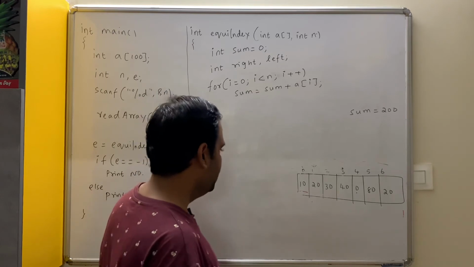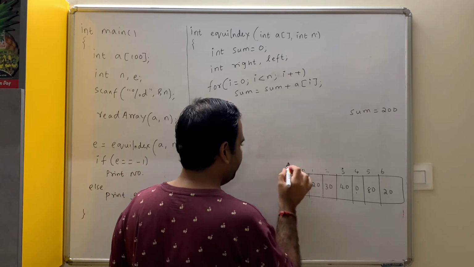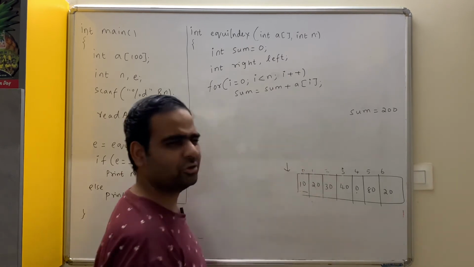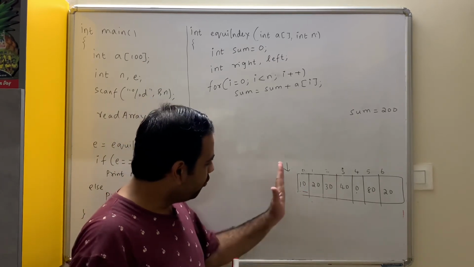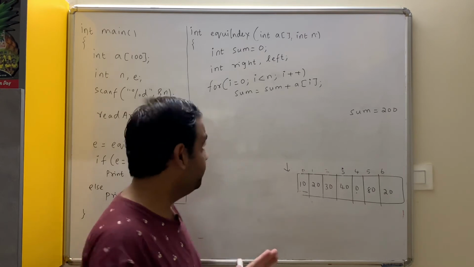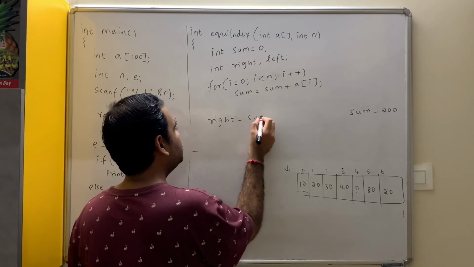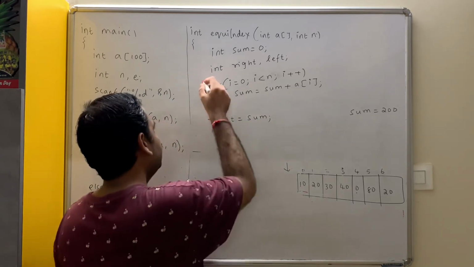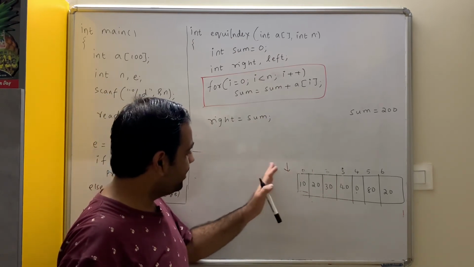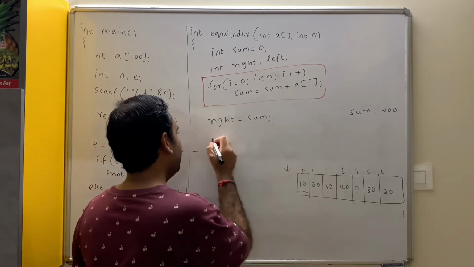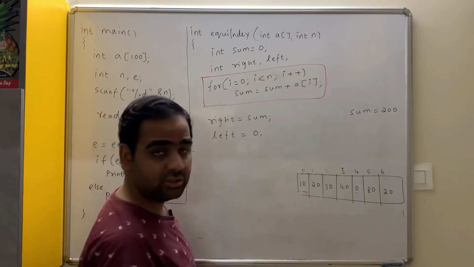Now, let us assume that we are at this point of time, before index 0. Assume that we are at minus 1. There is no index minus 1. What is the RHS sum? It is 200. Therefore, right is equal to sum, because RHS is the sum of the array. And what is the LHS sum at this point? It is 0. Hence I write left is equal to 0.